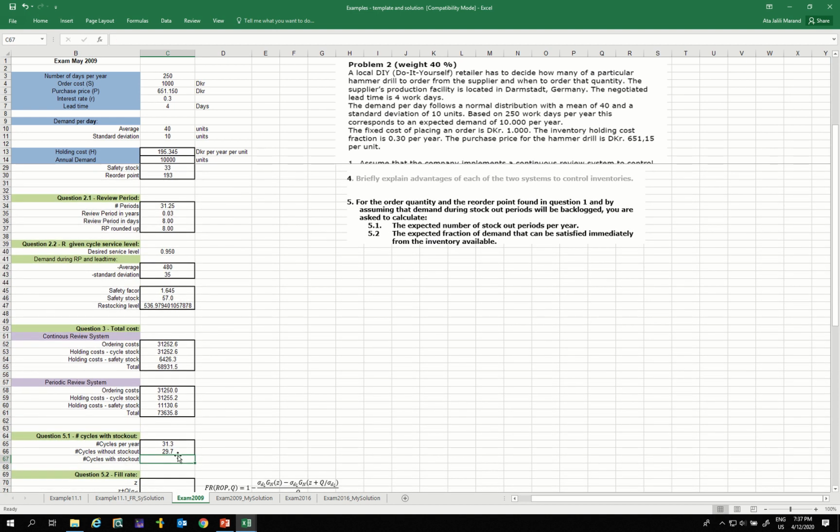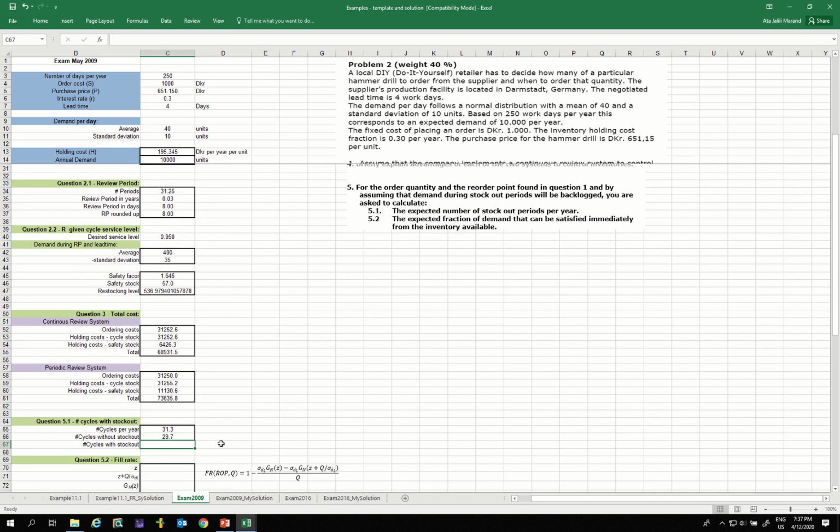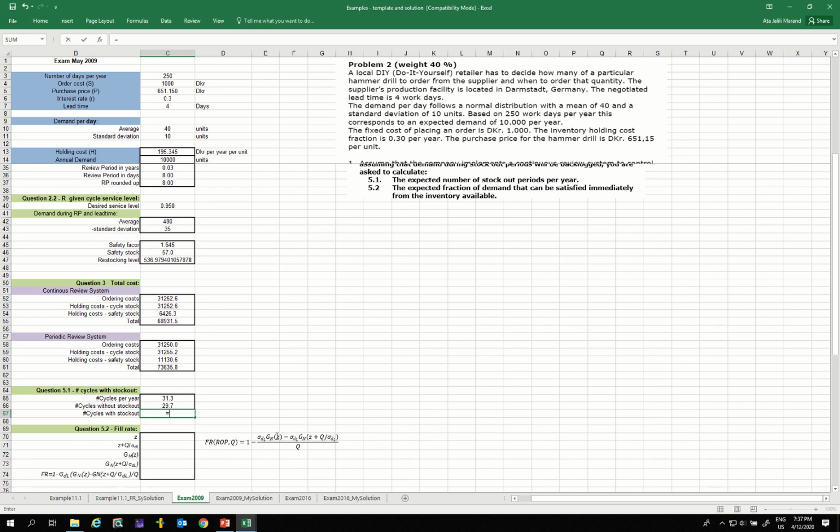So 29.7 is the expected number of cycles without a stockout. Then we can calculate the expected number of cycles with a stockout, which is just the difference between these two numbers. So this is the expected number of cycles in total, and then the expected number of cycles without stockouts. And if we find the difference, 1.6 will be the expected number of cycles with a stockout.